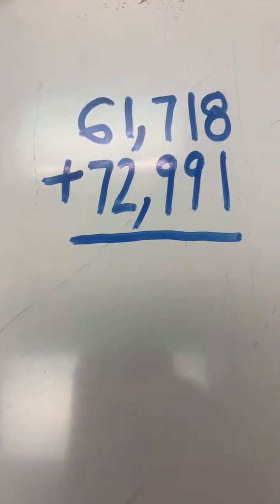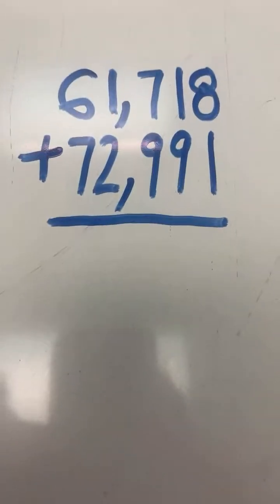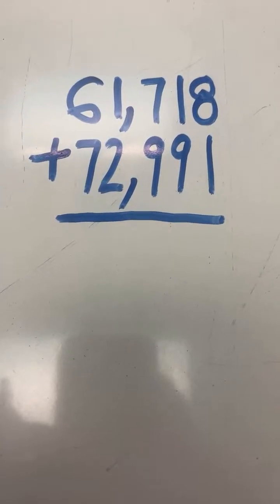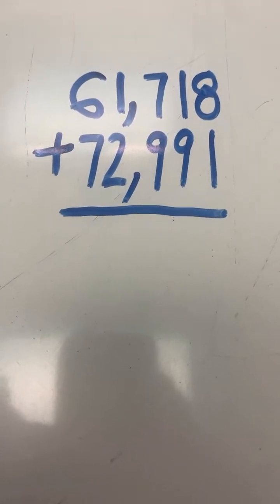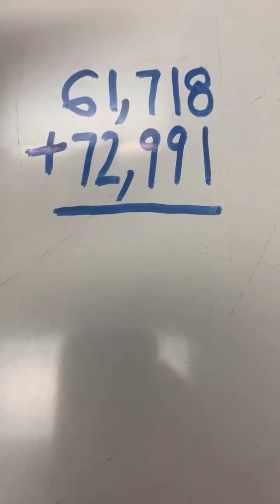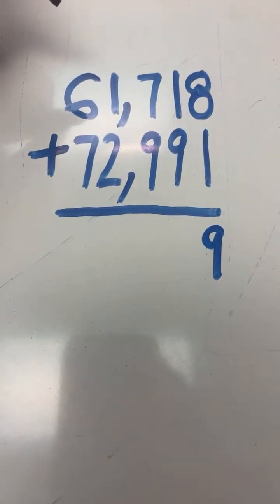And there will be regrouping for this next problem. 61,718 plus 72,991. So we are going to start in the ones place. 8 plus 1 equals 9. So no regrouping needed in the ones place.